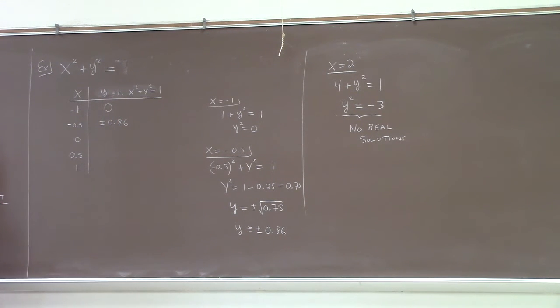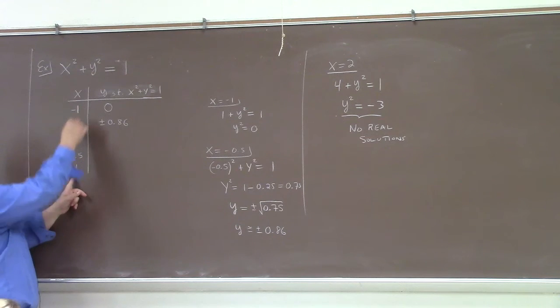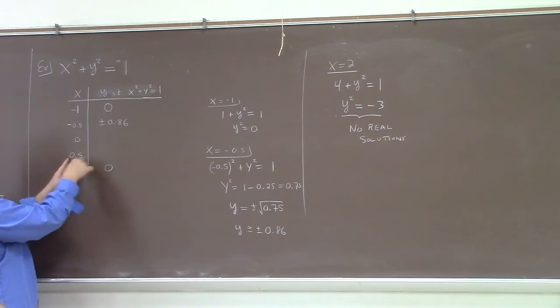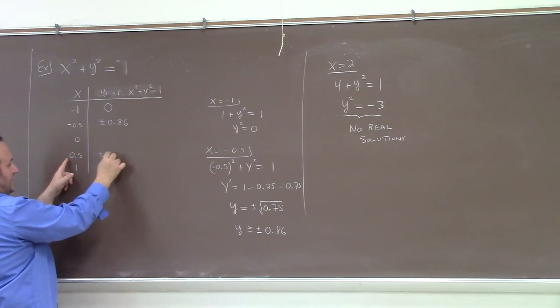By the way, while we're at it, what if we had done 1 instead of minus 1? Would that have changed the first calculation? It wouldn't have changed it a bit, because when we square 1, we'd still get 1. So that first math would still lead us to the same thing. In other words, there's a symmetry here. Minus 1 and 1 both go to 0. The minus 0.5 and the 0.5 both go to plus or minus 0.86.